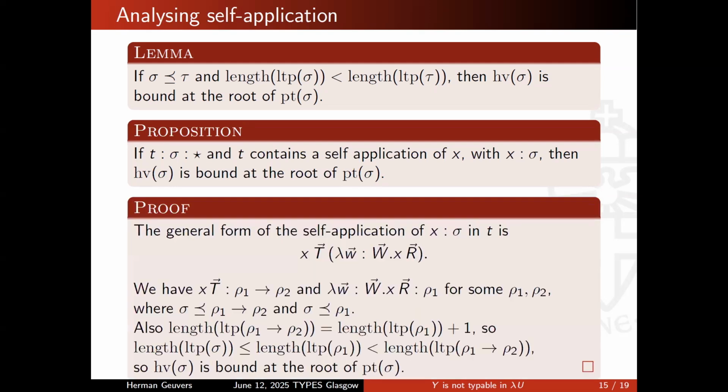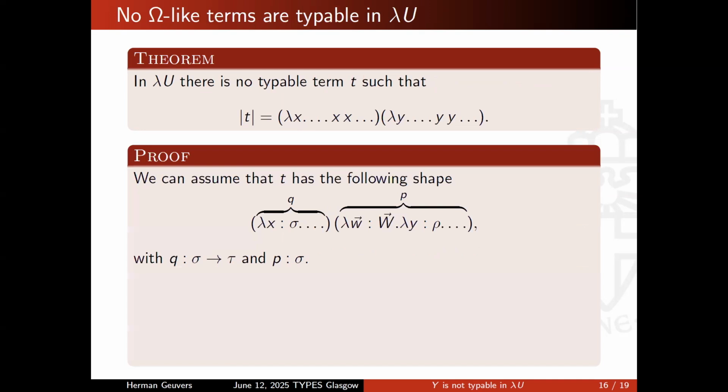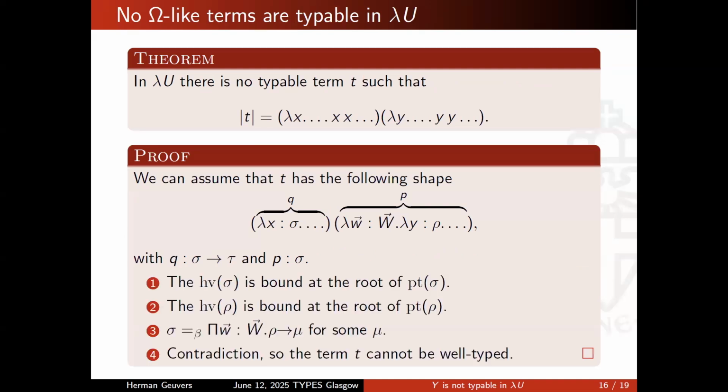And here's the proof, and I'm going to skip it. As a consequence of the lemma, we get the main theorem that we do not have a typable term of this form. And here the proof is also on the slide, and what I put on the slide is basically the whole argument. Let me go through it a bit. If you have a typed form, it looks like this. Q has that type and P has that type. The head variable of sigma is bound at the root of sigma, and the head variable of rho is bound at the root of rho. But sigma is beta equal to this, so that cannot be the case. This is a contradiction, and therefore it cannot be well typed. That's actually the whole argument. There are some gory details that I'm skipping over now, but that's the argument.